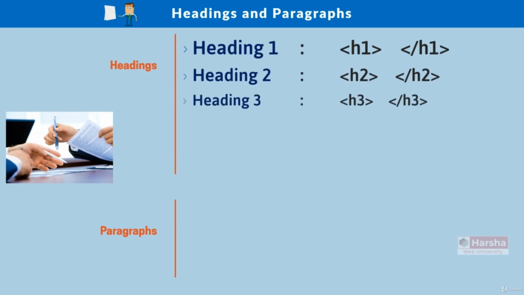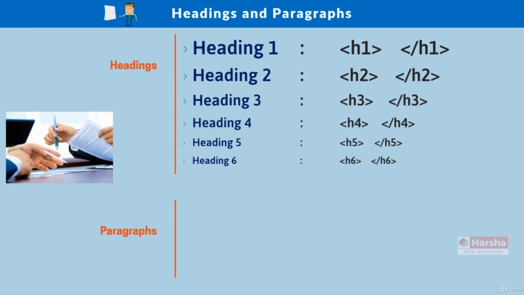Heading 3 can be created using H3 tag. Heading 4 with H4. Heading 5 with H5. And heading 6 is created using H6 tag. The heading 1 appears in large size. Heading 2 is little smaller than heading 1. Heading 3 even smaller than H2. Heading 4 is little smaller than H3, etc.